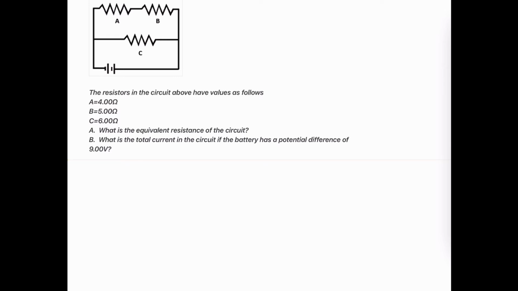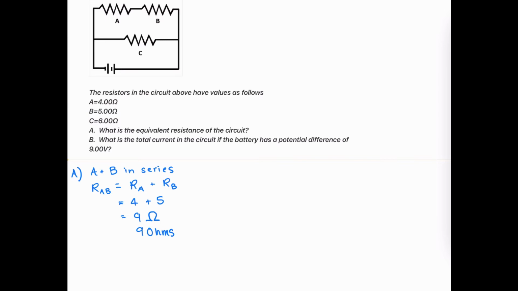So the first thing we need to do is we know that resistors A and B are in series. So that means we can use this formula. Okay, and so we can just add them together. So we have 4 plus 5 equals 9. And you can either write ohms like this, use that symbol, or you can write it like this. But you do need to show your units. You will lose points if you don't have units.